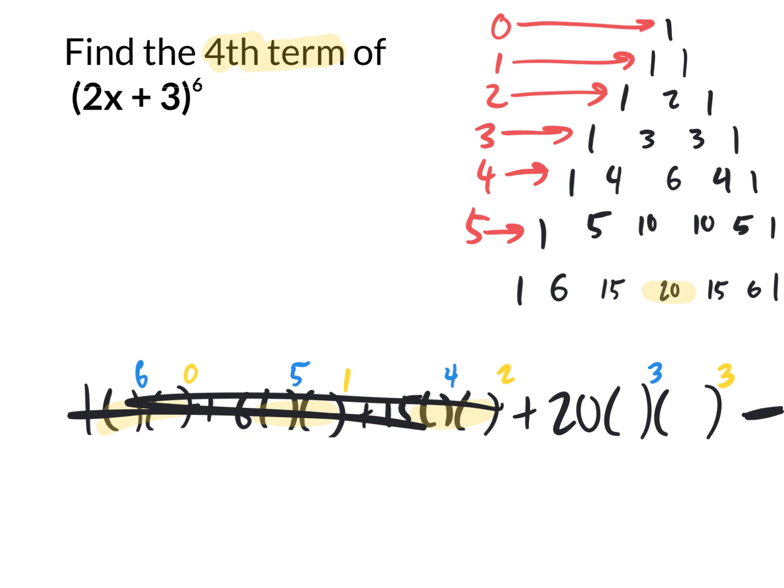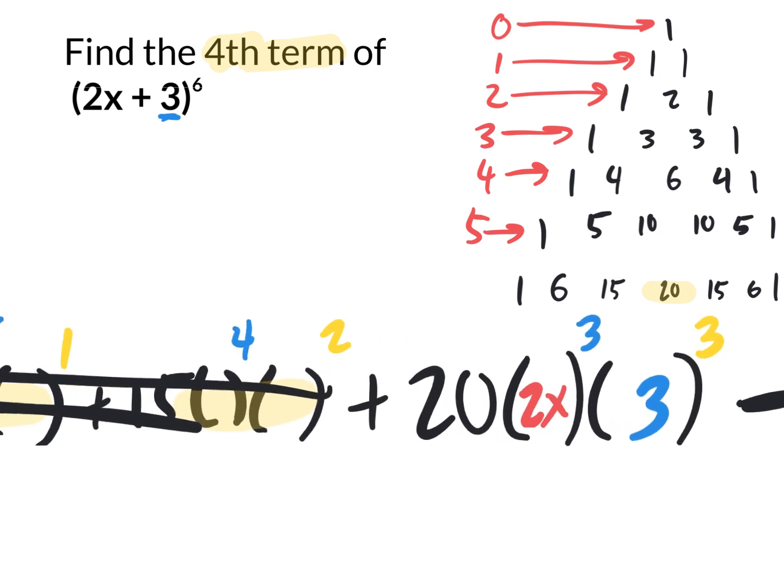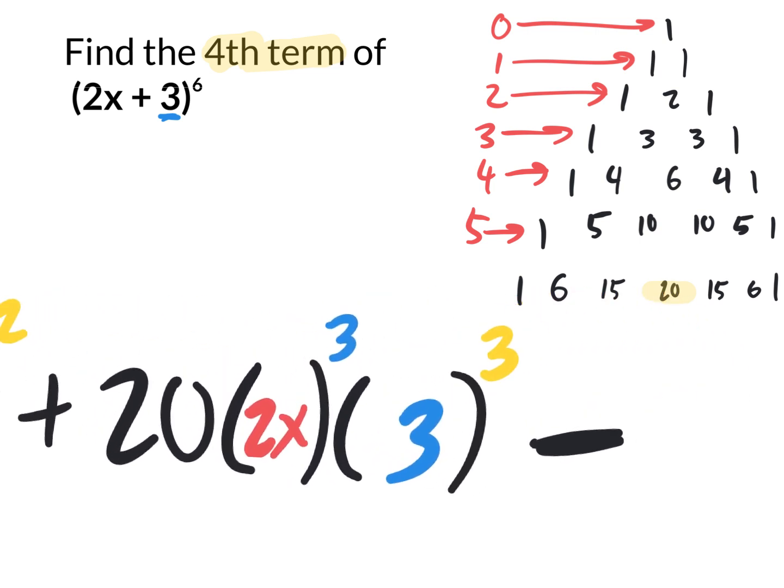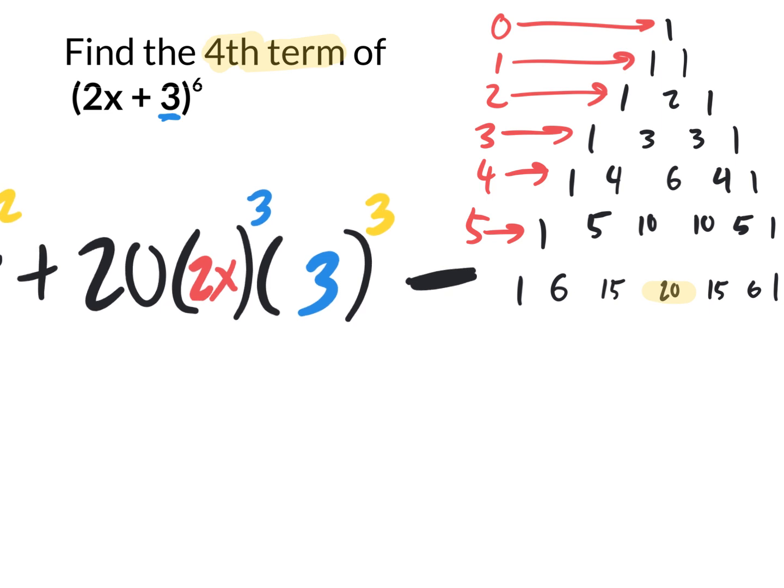So what goes in the first parenthesis? What goes right here? 2x, right? 2x. What goes in the second parenthesis? The 3, right? So put the 3 right there. So all we got to do is focus in on this guy right here. On the 20 times 2x to the 3rd times 3 to the 3rd.